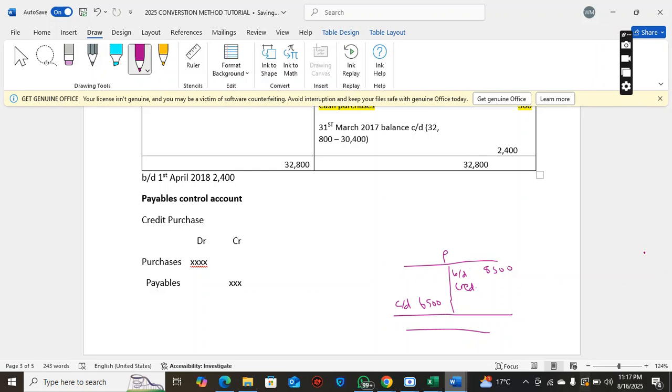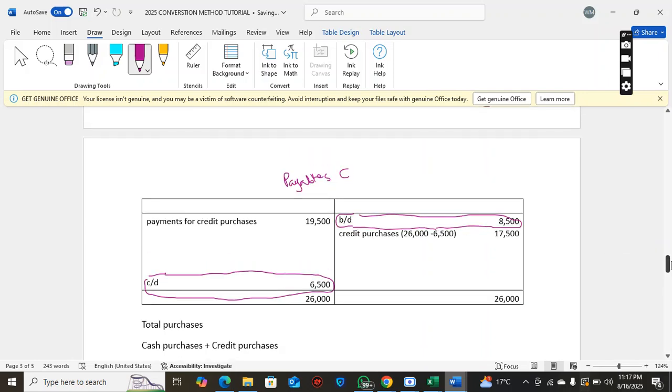Like here. Yes, it's going to appear on the credit side. And this is the figure that we are looking for, these credit purchases. So you should know, when you're doing this question, that my credit purchases should be on the credit side of my payables control account, and it's the figure that I'm looking for.